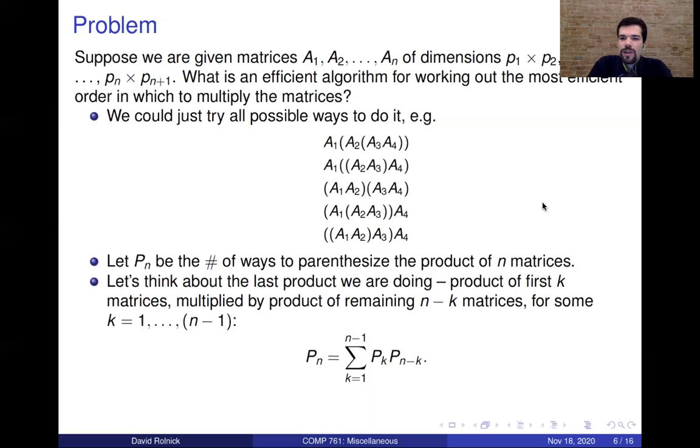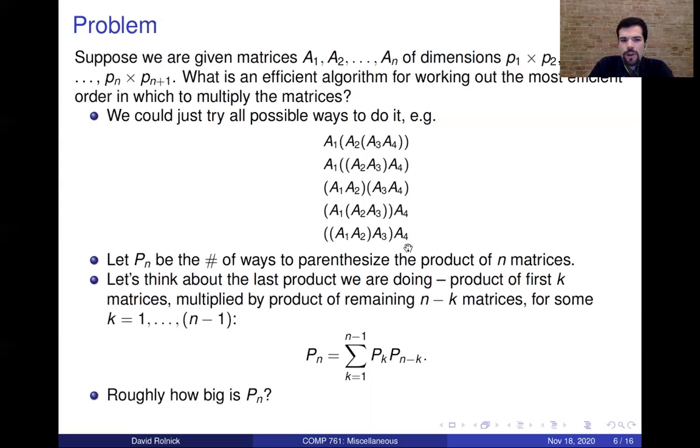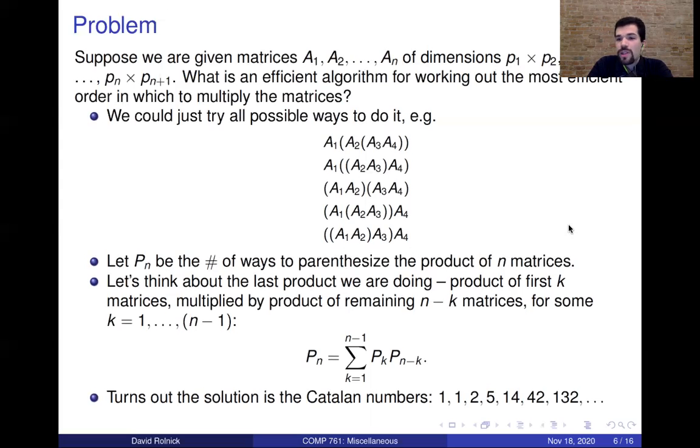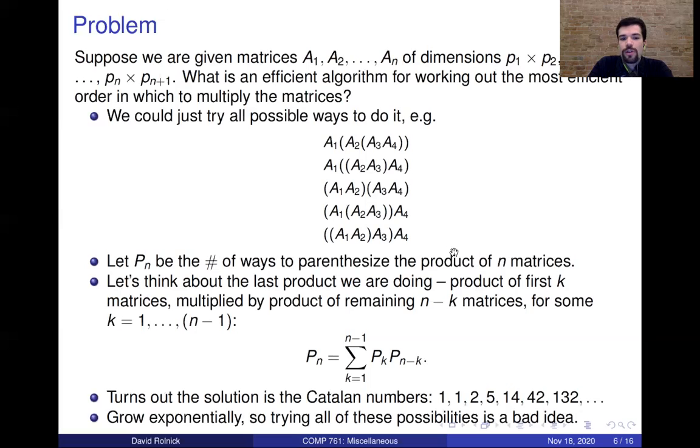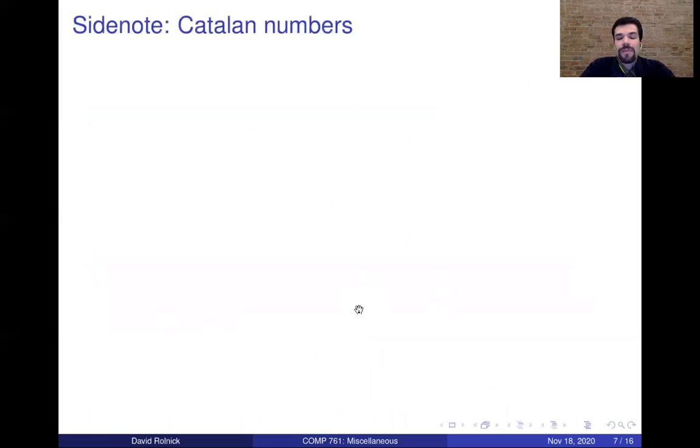So there seems to be general consensus that it's exponential. Indeed, it is exponential. It turns out the solution is the Catalan numbers, which grow exponentially. I'm just going to do a little side note on the Catalan numbers because they're really awesome. I mentioned them before in the context of binary trees. So let's just look at what the Catalan numbers are.